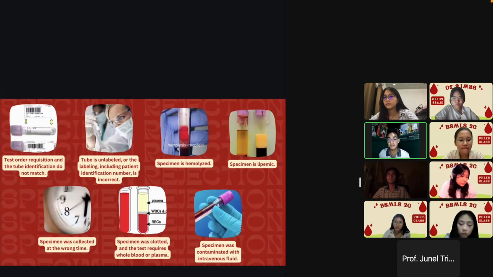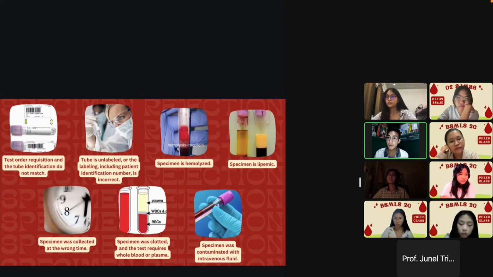First would be that the test order requisition and the tube identification do not match. This occurs when the order sheet and the specimen label don't match. This is usually due to an error in entering or writing the patient or specimen information. For example, ang apelyido ni patient is Smith, then yung nasulat mo is Snoth. So doon pa lang mali na yung specimen. So that would be rejected.